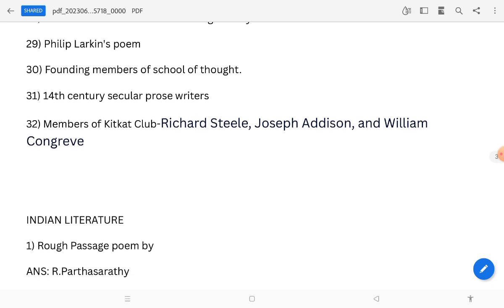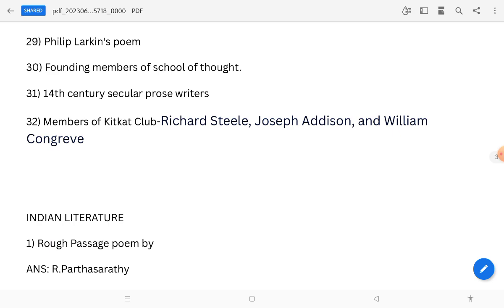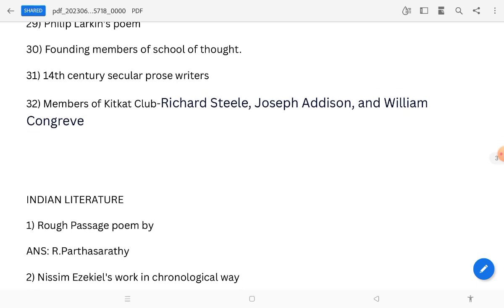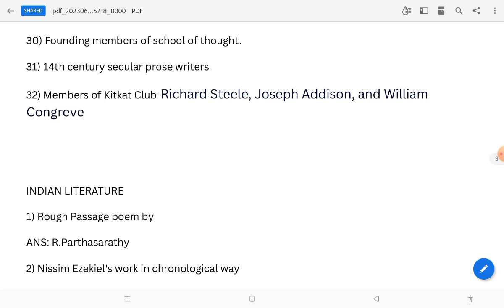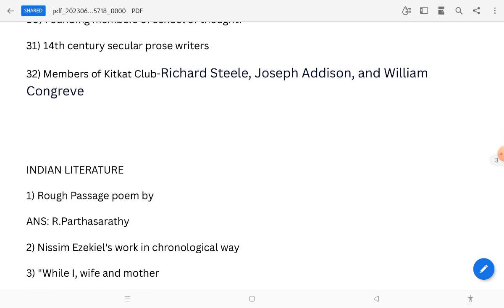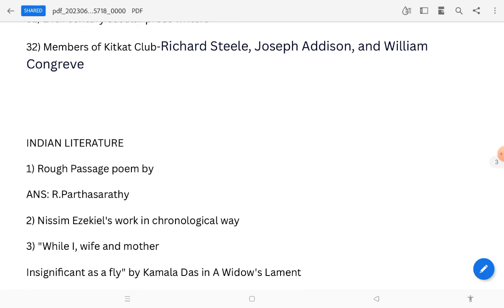Then there is a question from Philip Larkin's poem. There is also a question where they ask about poetry collection, Philip Larkin's poetry collection. There is a question about founding members of the school of thought. Then there is a question about 14th century secular prose writers. There is also a question about members of Kit-Cat Club, and the answer will be Richard Steele, Joseph Addison, and William Congreve.